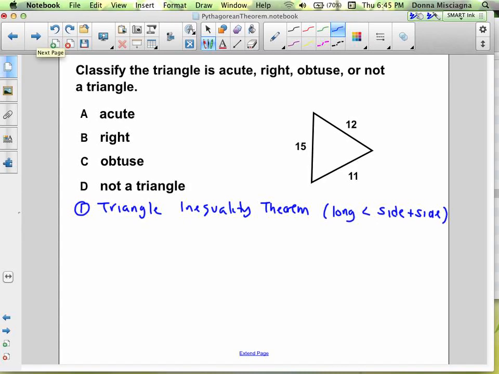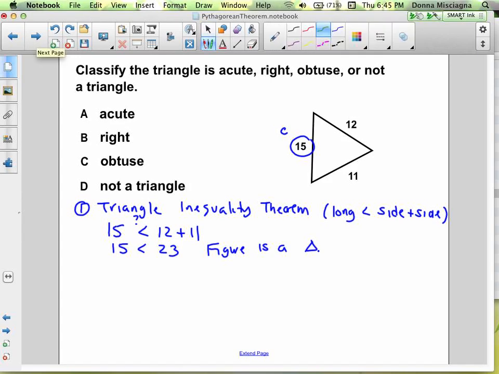All right, so the longest side here is 15. That's our c. And so 15, is that less than 12 plus 11? I'll put a little question mark here. 12 plus 11, that's 23, and 15 is indeed less than 23. So this is a triangle. That would make a triangle.